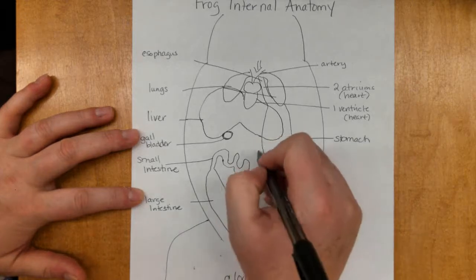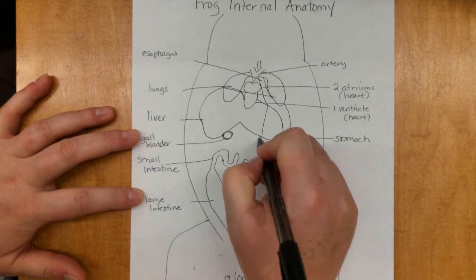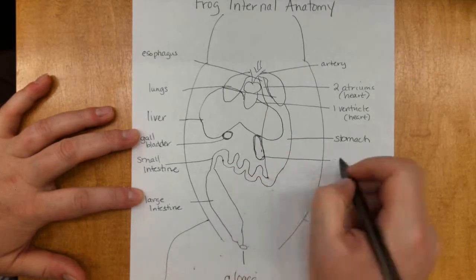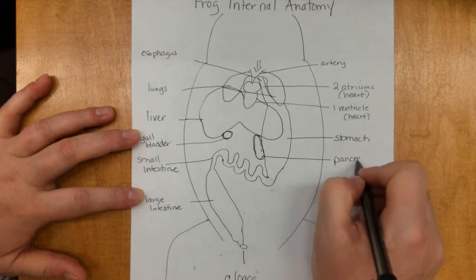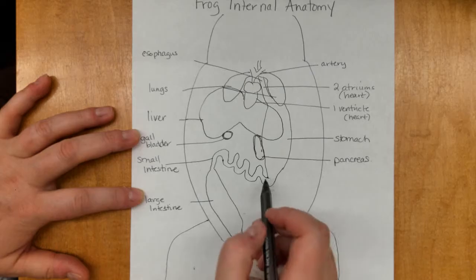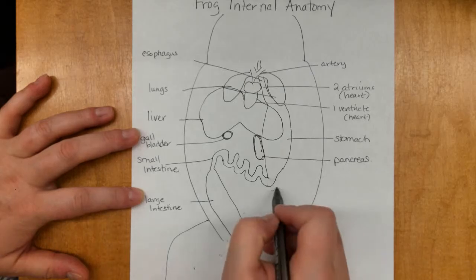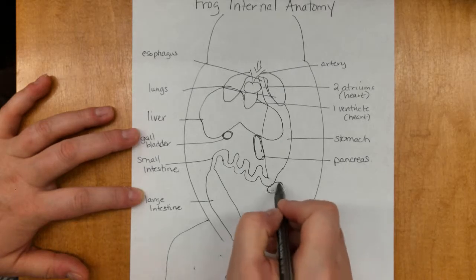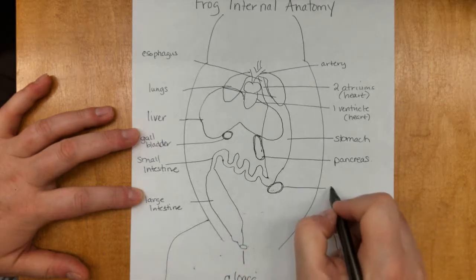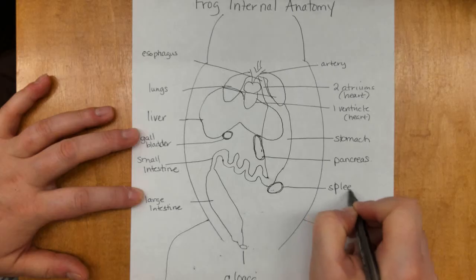Underneath the stomach here, you will find a gland, which is the pancreas. And then finally, tucked under, kind of in this general area, you will find a little round, dark red organ, and that is the spleen.